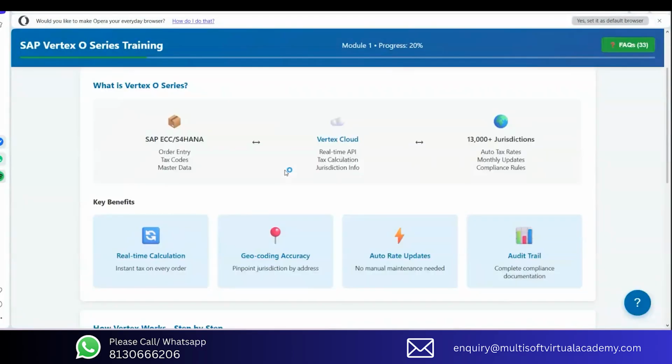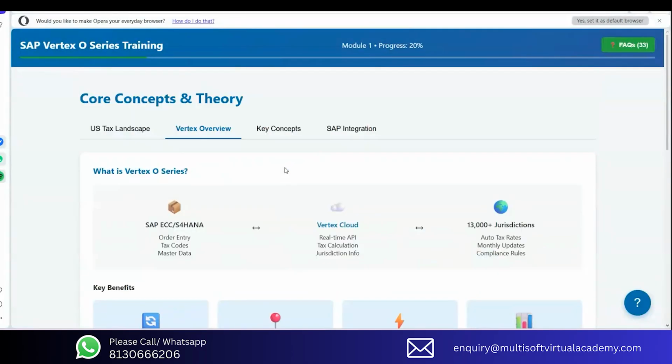Now we are coming to the tax. In the tax, what happens? This is SAP. In SAP, when we enter the order, the sales order itself, not the invoice, or a purchase order, whatever it may be, we need to pick up the tax codes in SAP. There is master data. Once you pick it up, it will go and hit the tax. How does it hit the tax?